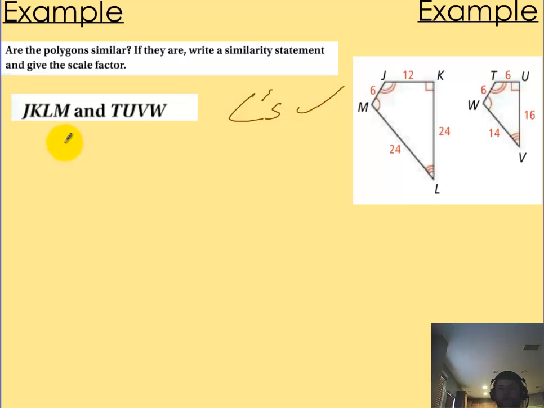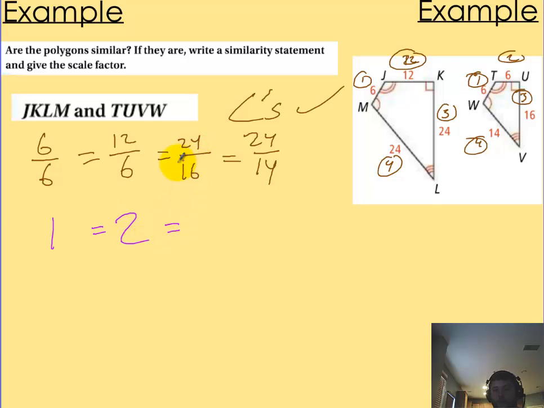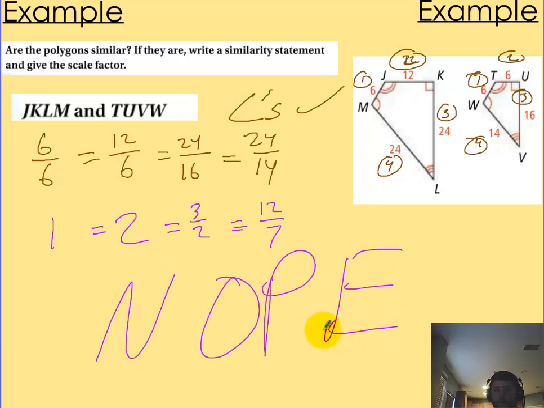To do that, we'd have to say JM over TW. So I'm going to go 6 over 6. So I'll call this 1 and 1. Has to equal this side. I'll call this 2 over 2. So 12 over 6 has to be equivalent to this side. So it will be 24 over 16 has to equal this side. Let's call this side 4. 24 over 14. Well, these ratios, if we simplify these, this is 1, this is 2, this is, oh boy, that's going to be 3/2, and this one's going to be divided by 2, 12/7. No, these would have to have the same ratio. Are these polygons similar? Nope. They're not similar at all because they all have different proportions.